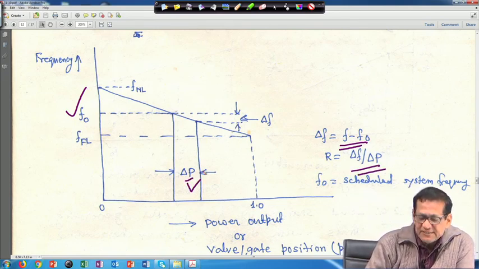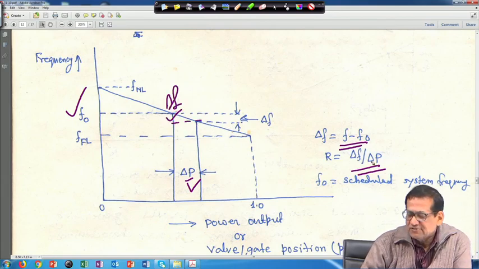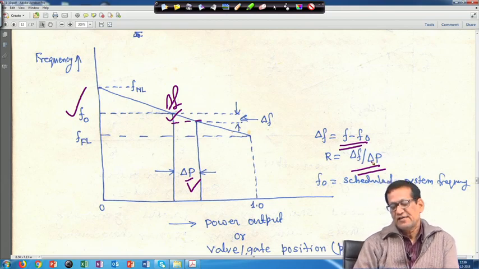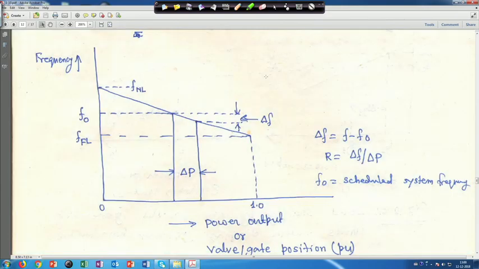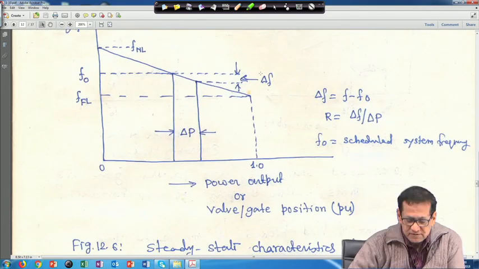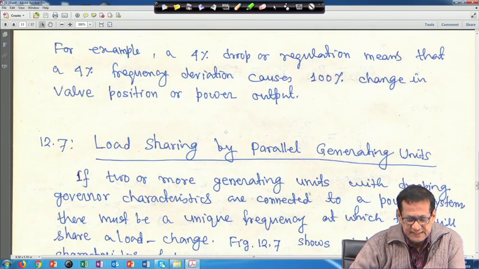This difference is delta p, and this is delta f. So, R is equal to delta f upon delta p. f0 is sometimes called the scheduled system frequency or nominal system frequency. This is figure 6, the steady state characteristic.